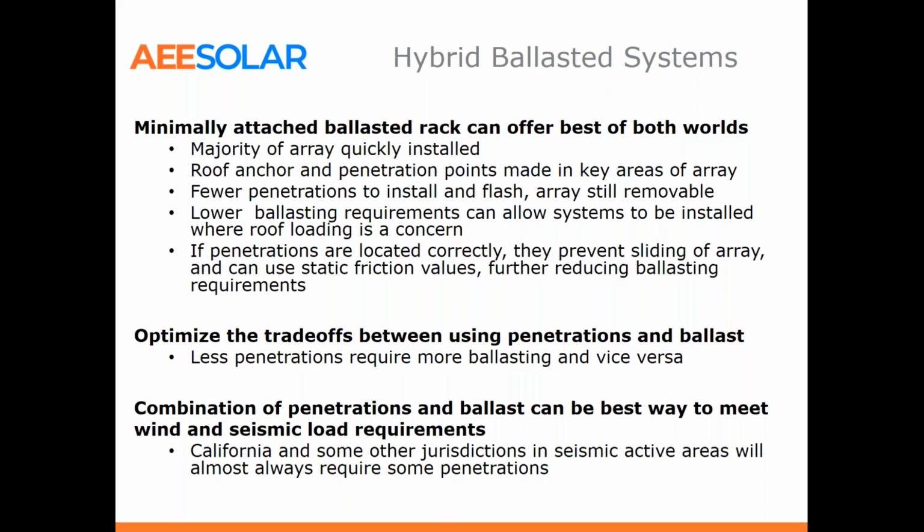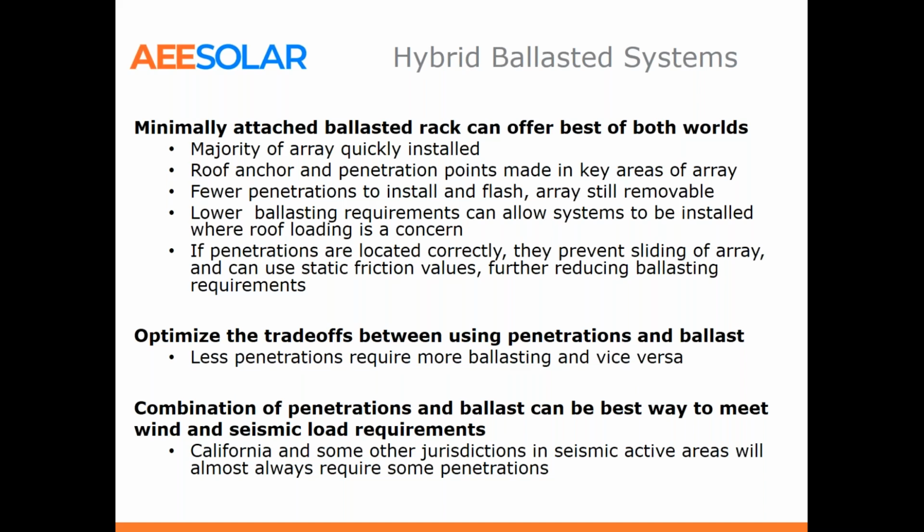So if the penetrations are located correctly, we can basically prevent the sliding of the array, and we can reduce the ballasting requirements if needed. There is a trade-off, of course. Fewer penetrations require more ballasting. Typically, each penetration is worth about 250 pounds of ballast, depending upon what you're anchoring to. But the general rule of thumb is each penetration does offset quite a lot of ballast.